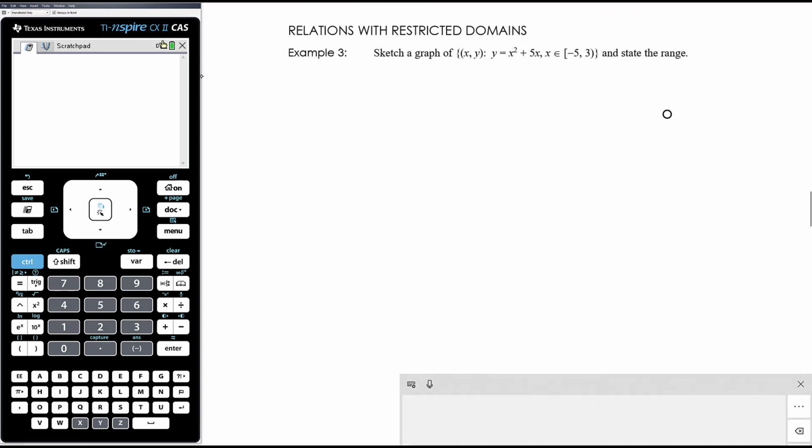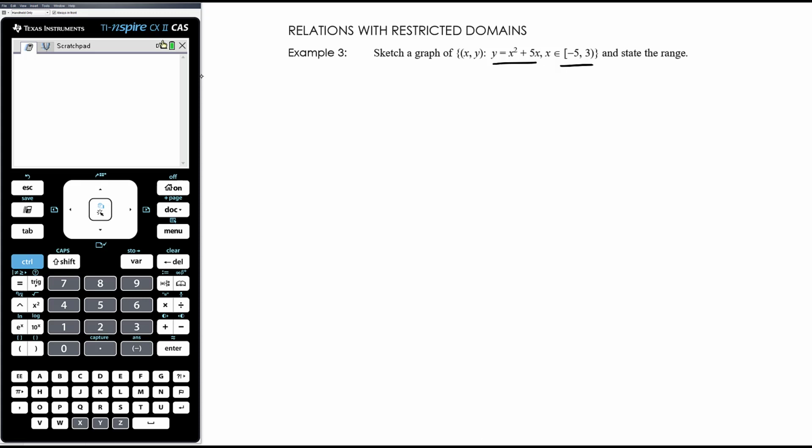Alright, then we might have relations with restricted domains. So sketch a graph of this relation. It's a set of x and y values such that y is equal to x squared plus 5x and x is an element of [-5, 3), including -5, not including 3. Sketch the graph and state the range. Okay, so the rule and the domain are what's important here.